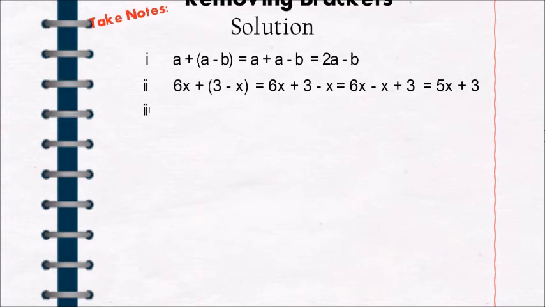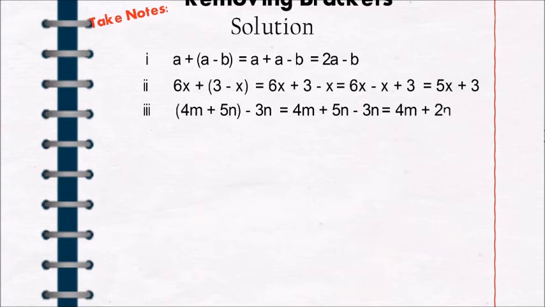Number 3, open bracket 4m plus 5n close bracket minus 3n. Now we have 4m plus 5n minus 3n. We have two terms in n, so we can subtract 3n from 5n, and we have 4m minus 2n.